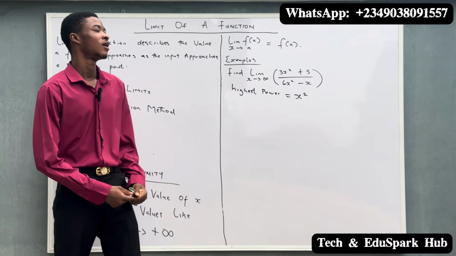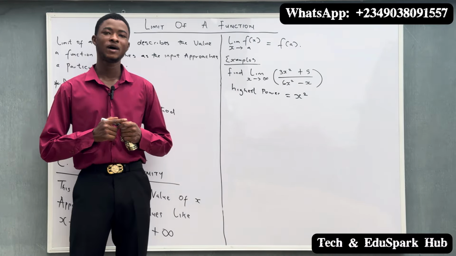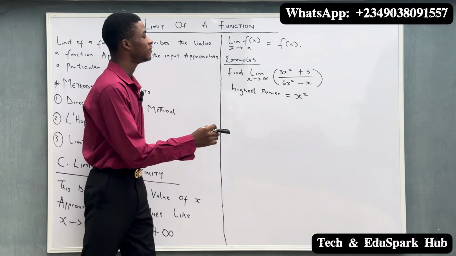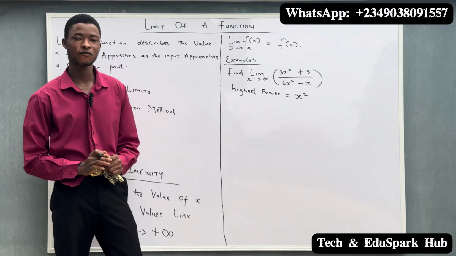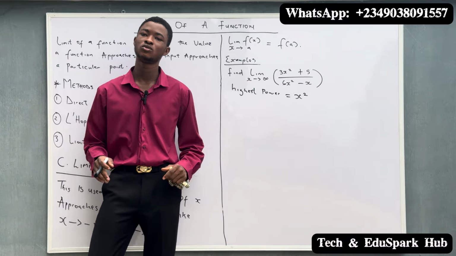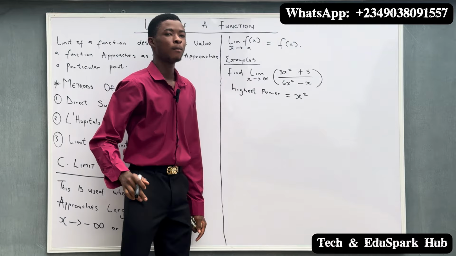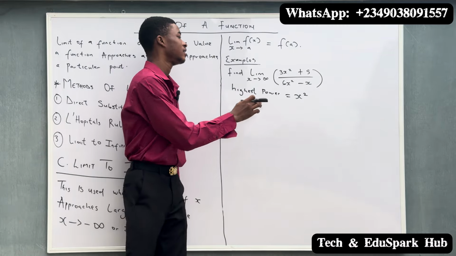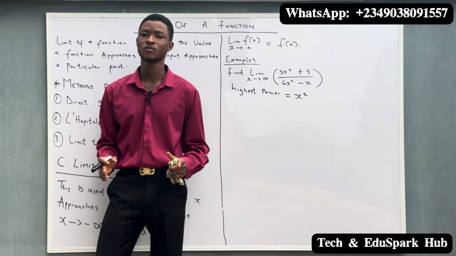So now that we have looked for the highest power, one thing that you should note at the back of your mind is that if the highest power is in the denominator, you are going to get 0 as your final answer. Any question you solve, you are going to get 0 if the highest power is what? The denominator. But if the highest power is in the numerator, you are going to get a value. You are not going to get 0.